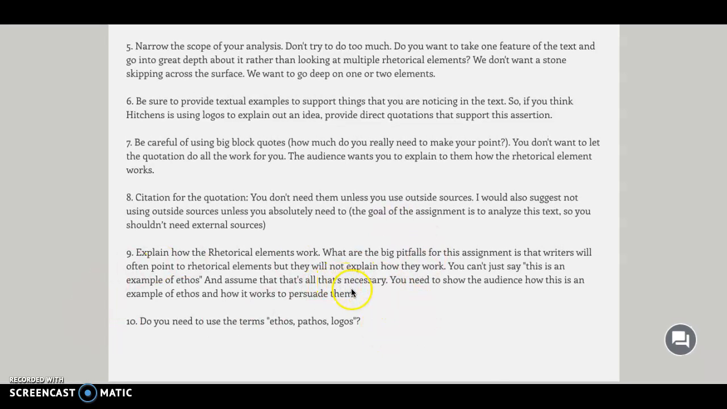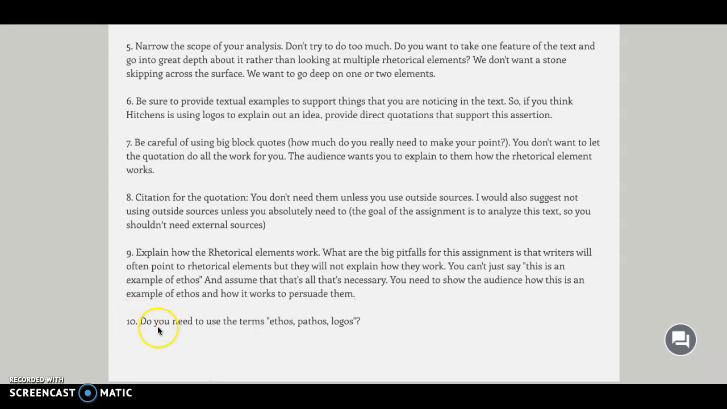You do need to explain how the rhetorical element works. A lot of times what people do is say, Hitchens uses pathos here, and then they don't explain it. They don't explain how it works. So why is this pathos? Why is this logos? Why is this ethos? How does it work to persuade the audience? So you need to explain that out to your audience as well. If you're just pointing, that's not going to be enough.